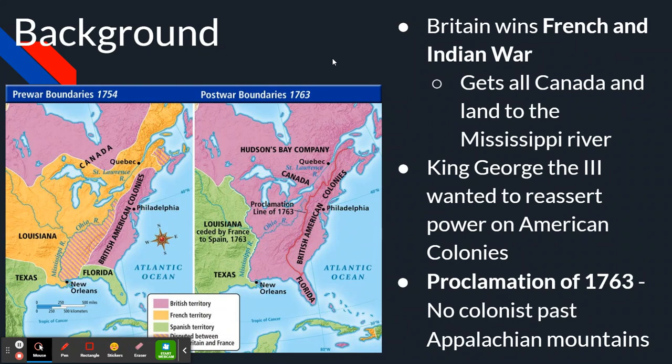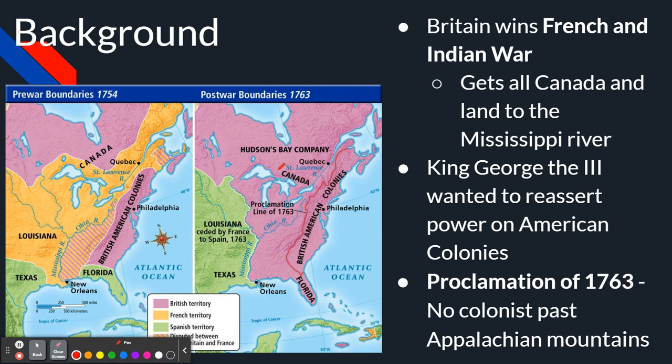So after the French and Indian War, which occurred not between the French and the Indians, but between the British Empire and the French Empire, it was pretty much the first world war. It was fought all over the planet, in India, in the oceans, in Europe, and all the way over to the Americas. The British end up winning the war, and they get all the land from France all the way up to the Mississippi River.